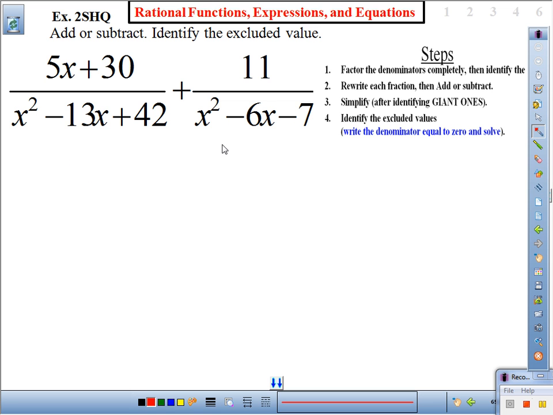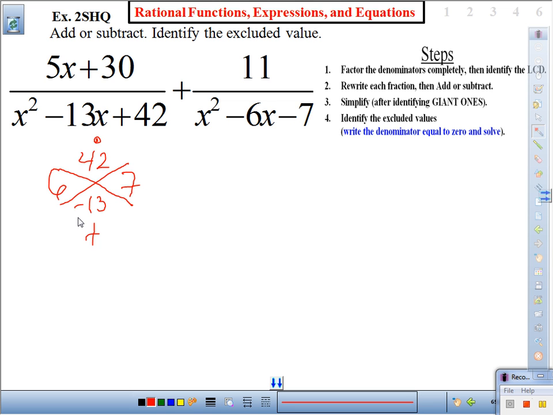Do we have a common denominator? No, that would be nice. No, that means we need to factor this one. 42, negative 13: product, sum. Factors of 42 that add up to 13. Let's see, 6 and 7, but they need to be what? Negative. Negative 6, negative 7. I'm going to use shortcuts so that we don't do it by grouping, to save time. So one of my factors is x minus 6, and the other one is x minus 7. Okay, we got that.